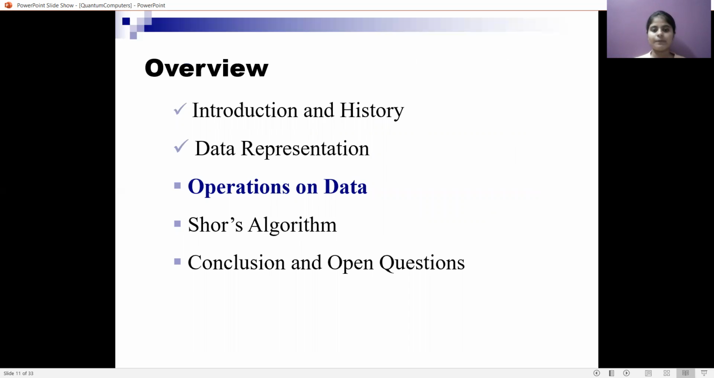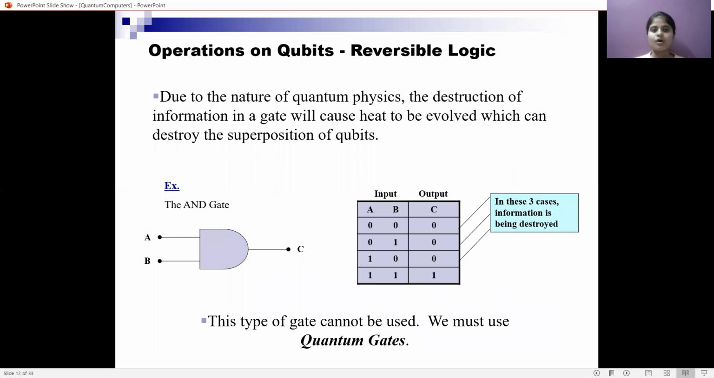Let's see what are the operations on data. Operations on qubits. Reversible logic. Due to the nature of quantum physics, the destruction of information in a gate will cause heat to be evolved, which can destroy the superposition of qubits.